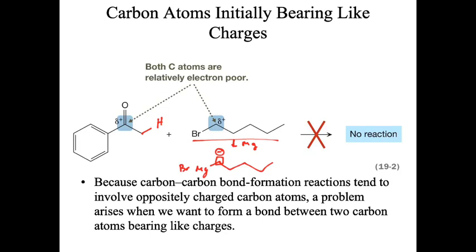So I would argue with the way I framed the question that Grignard was the better call, but we could make either of these into nucleophiles. We know how to do that. Yes?